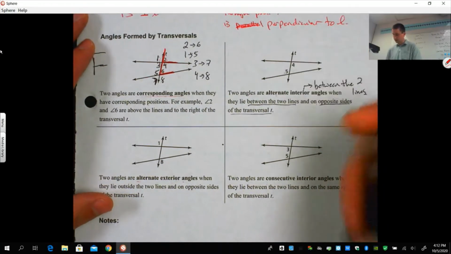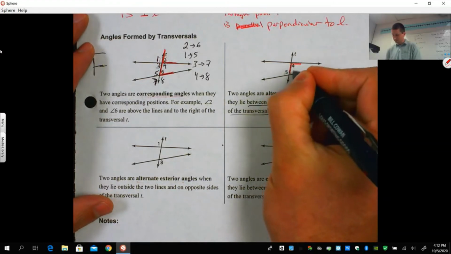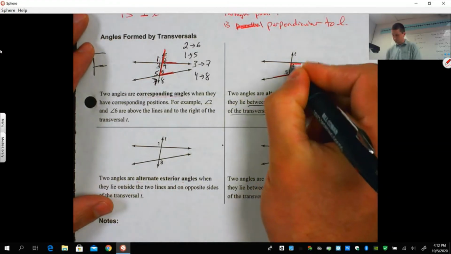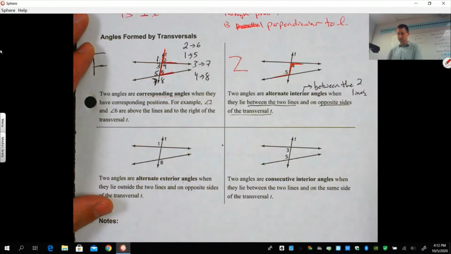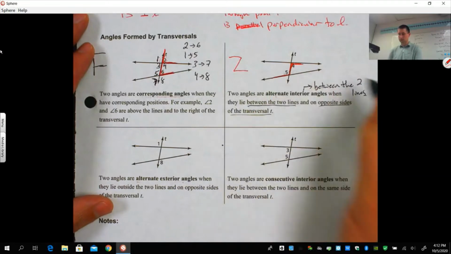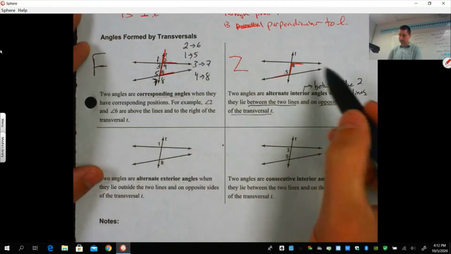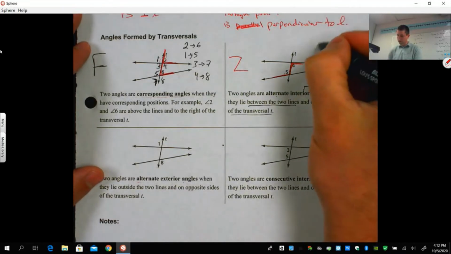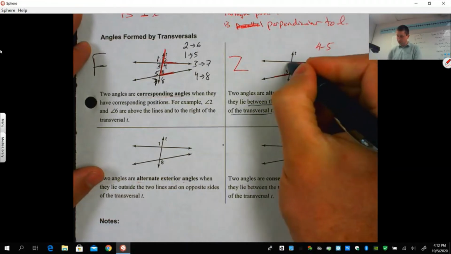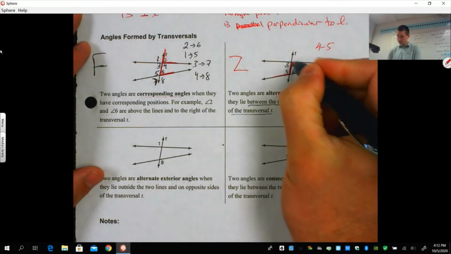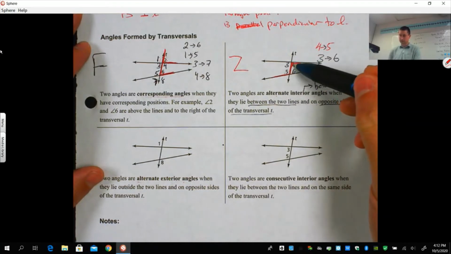4 and 5. All right, so if I highlight those, sometimes it's easier than others. So here's 5, here's 4. I usually think of this as a Z shape. If it's of that Z shape, you have alternate interior angles. So F was corresponding. Z shape is alternate interior. So 4 is alternate interior with 5. If I put 3 and 6 on there, 3 would be alternate interior with 6. So 4 and 5, 3 and 6.